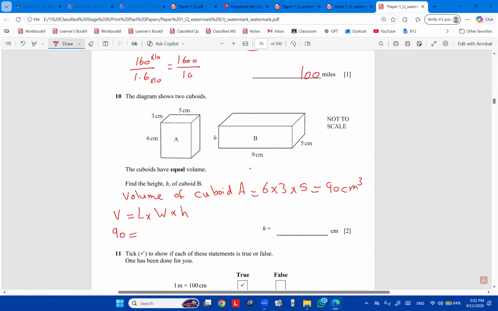So 90 equals 9 multiplied by 5 multiplied by H. So 9 by 5 is 45. So we know now that 45 H equals 90. What is H then? If you send this to the other side division, you find that H is 2. If you do it mentally, that 45 needs to get doubled so that it gets into 90. So 45 times 2. All right, so the height is 2.